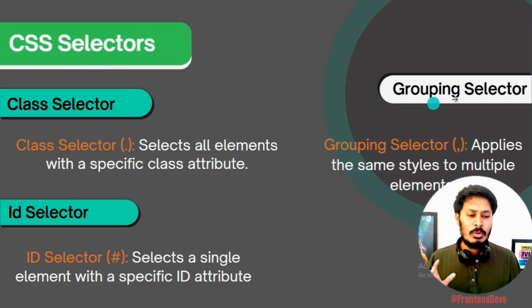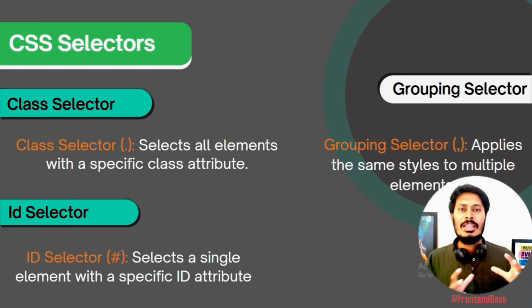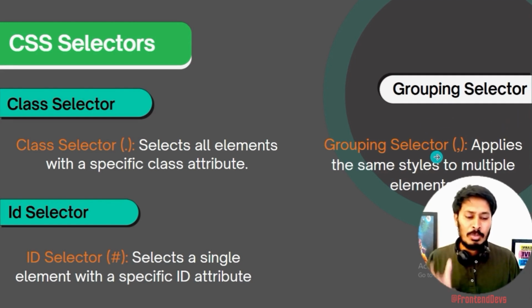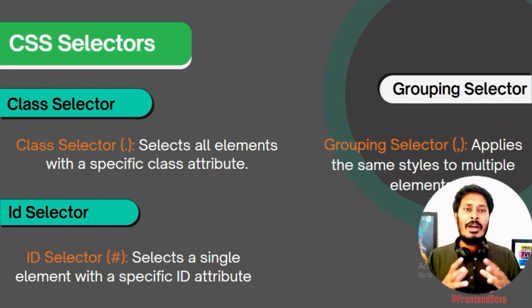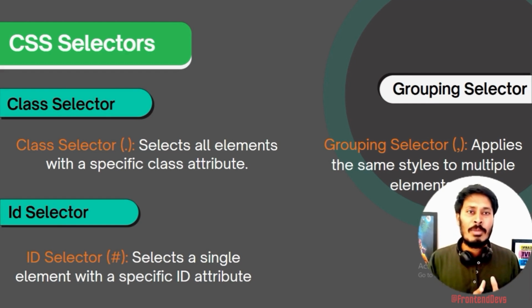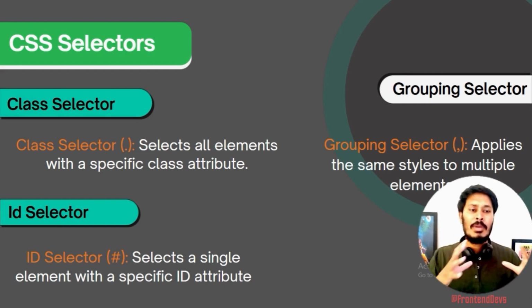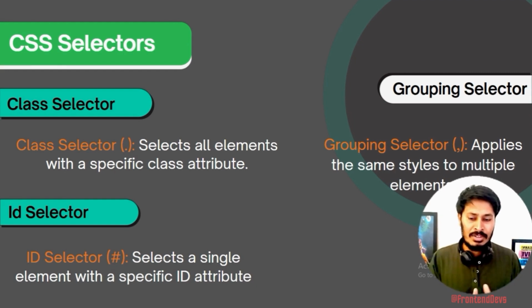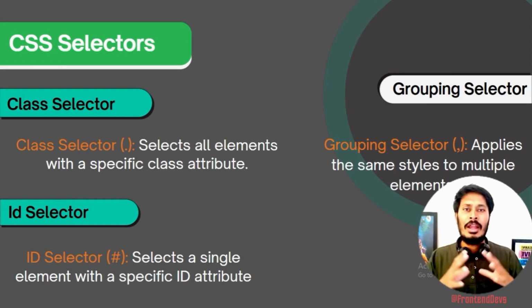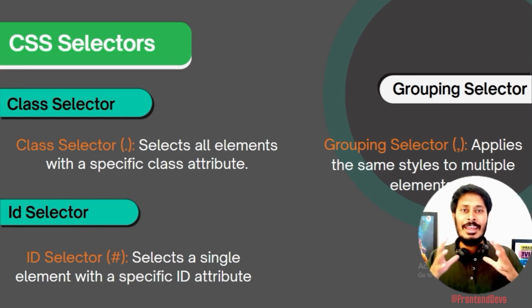And finally, we can have the grouping of selectors. That means we can have multiple selectors like p tag, h1 tag, or some element with the class attribute or ID attribute, right? We might want to apply the same styling to multiple elements, and in this case, we can go with the grouping selector. We just need to add all the selectors by using the comma, and the same CSS will be applied on all the elements. Now let's move to VS Code and understand all these selectors in action.